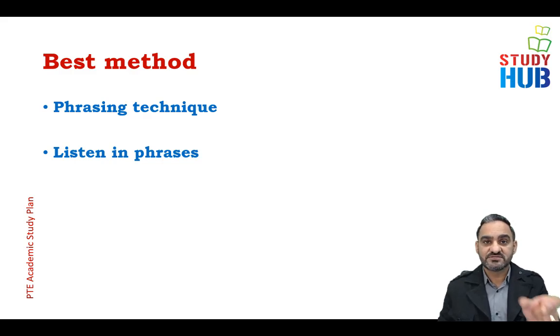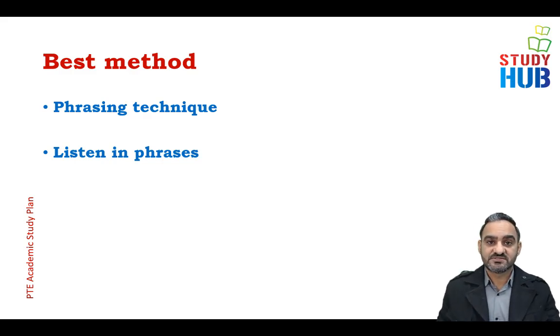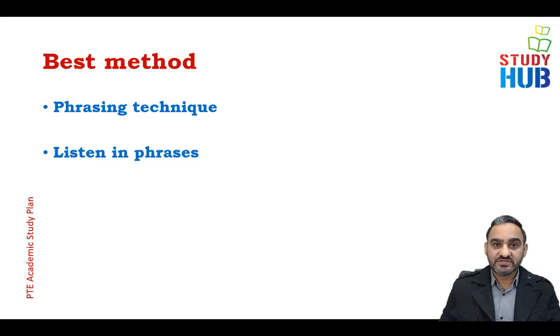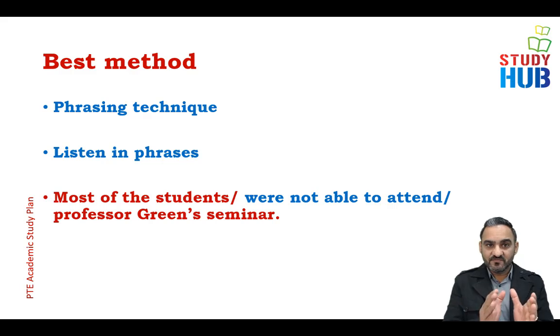Most of the students were not able to attend Professor Green's seminar. Very difficult to reconstruct the sentence if you do that. Rather, we will divide the sentence into 3 or a maximum of 4 phrases. For example, my first phrase will be the noun phrase over there: most of the students. So how do we define where one phrase begins or ends? Look at the noun.